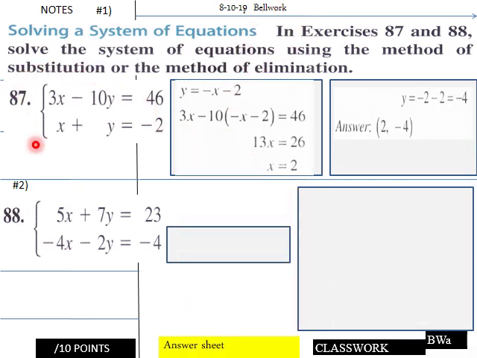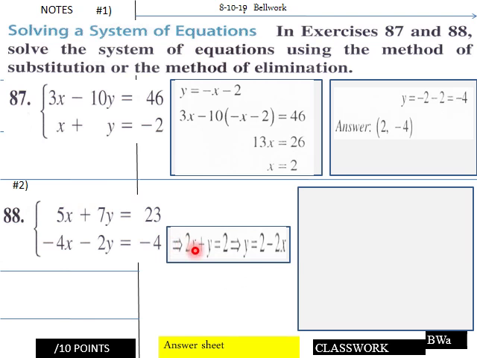For this system here, we end up with y equals negative x minus 2. And then 3x minus 10 times quantity negative x minus 2 for y. We plug that in here and 10 times that, and we end up with x equals 2 for that. So our answer is 2, negative 4 for our solutions there.